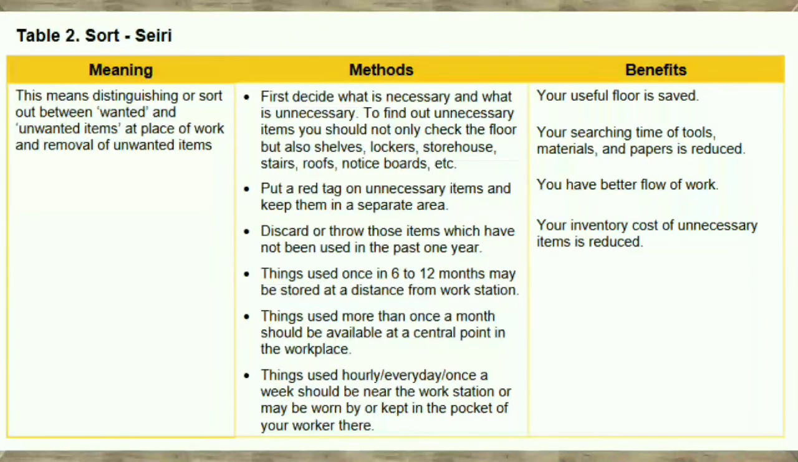So here are the methods. First, decide what is necessary and what is unnecessary. Next, put a red tag on unnecessary items and keep them in a separate area. Discard items which have not been used in the past one year. Things used once in 6 to 12 months may be stored at a distance from the workstation. Things used more than once a month should be available at a central point in the workplace. Things used hourly, every day, or once a week should be near the workstation or may be worn by or kept in the pocket of the worker.